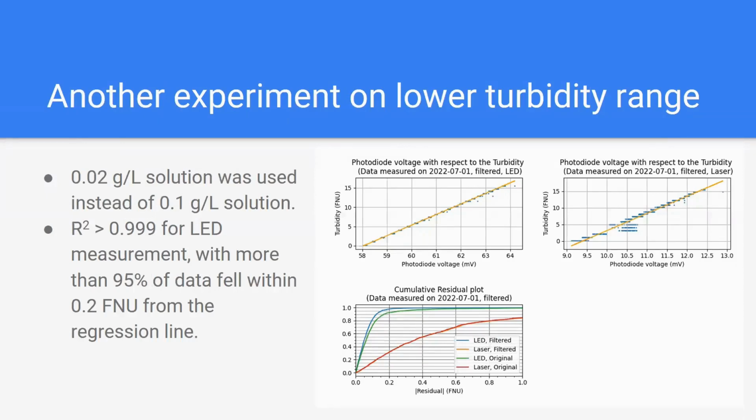We did another experiment on a lower turbidity range since our motivation was on drinking water applications. Instead of using 0.1 grams per liter bentonite solutions, we use 0.02 grams per liter solutions to simulate lower turbidity range from 0 to 15 FNU. And for LED, we obtained a very strong correlation of R squared value more than 0.999, with more than 95% of the data falling within 0.2 FNU from the regression line. However, we couldn't obtain strong data for the laser.